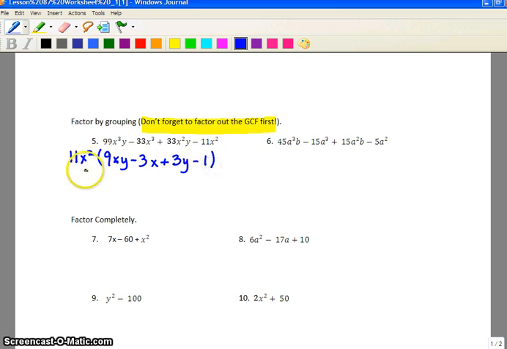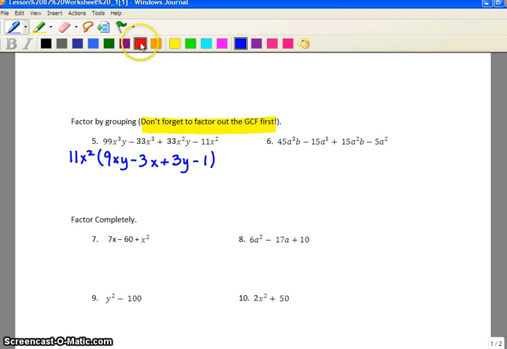It's always a 1. Because if I were to distribute this back out, take the 11x squared times the 9xy, I'm going to get the 99x to the third y. 11x squared times the negative 3x, I'm going to get a negative 33x to the third. 11x squared times the 3y, I'm going to get a 33x squared y. If I take that 11x squared times a negative 1, that's going to give me that negative 11x squared. I can't get rid of it. Okay, perfect. We've taken out the greatest common factor. Each one of these terms no longer has anything in common.